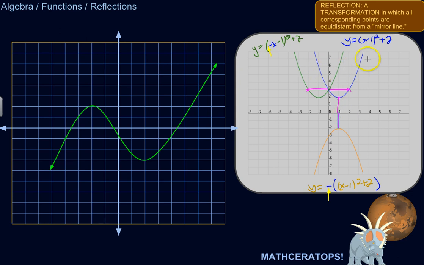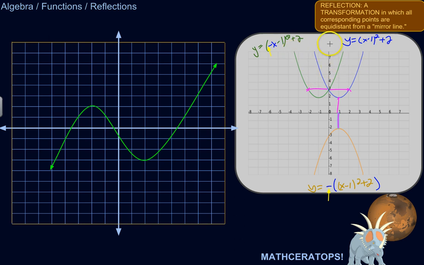So let's look at the equations for these reflections. Here's the original parabola: y equals (x minus 1) squared plus 2. I made it so its center, or its vertex, is not the origin. I shifted it up so its horizontal reflection would be more obvious. So that's the original one.